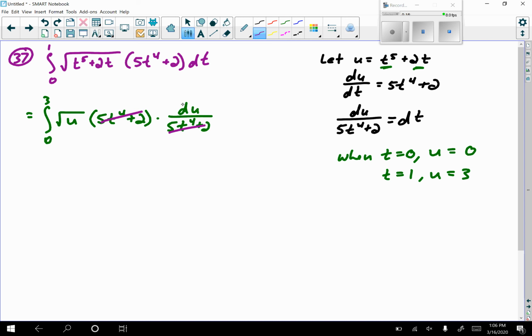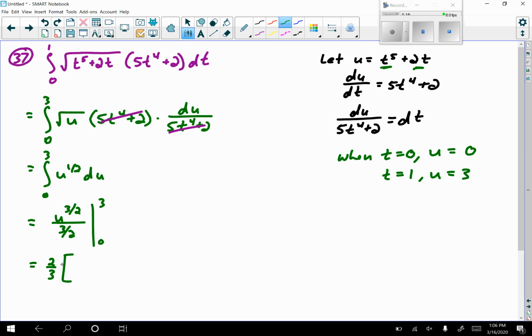So these quantities divide out. I'm left with the integral from 0 to 3 of u to the 1/2 du. So this becomes u to the 3/2 over 3/2, again from 0 to 3, keeping in mind these are both the u values here. So this will become the reciprocal, 2/3. I'll just keep this on the outside.